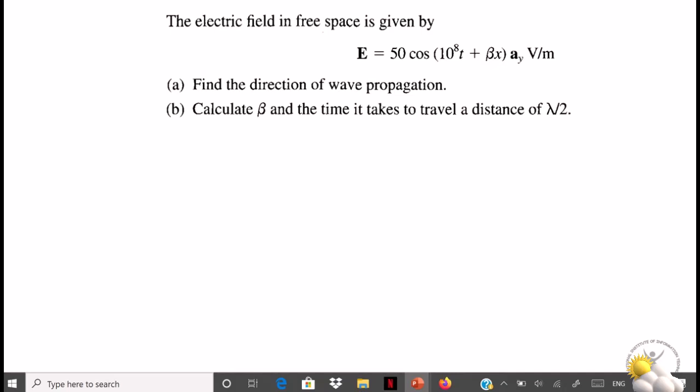This is Bharat. So today we'll start solving problems on wave theory, electromagnetic wave. If you see, the question says there is an electric field which is traveling in a free space. First of all, a free space simply means there is no medium at all. It's a vacuum you can think of.